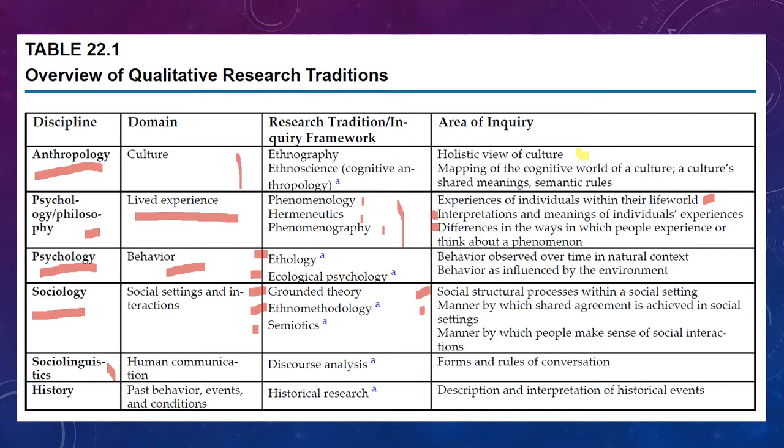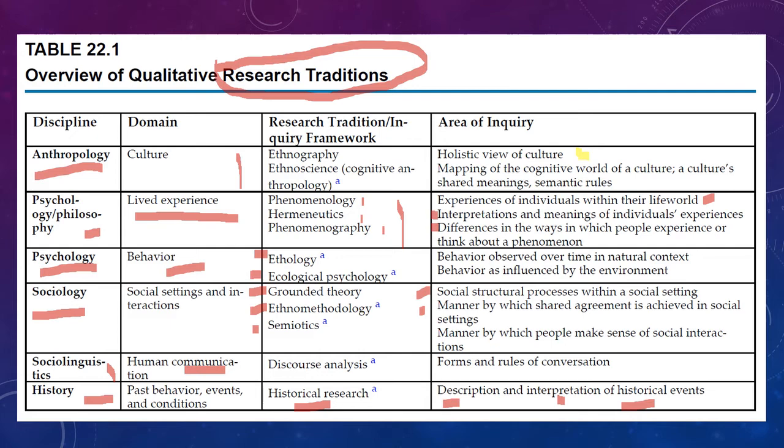And there are some nursing research that are also borrowing from the history tradition. They're looking at past behaviors, events, and conditions. This is historical research, and the domain is description and interpretation of historical events. So this is just to give us an understanding of the research tradition based on certain disciplines. And nursing has adapted to many of these disciplines.